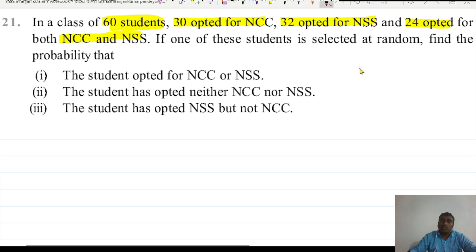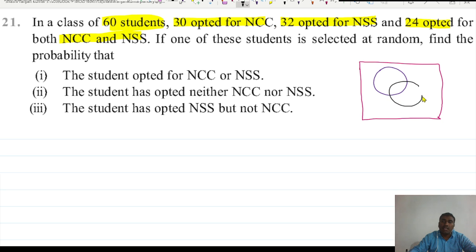See, let us suppose this is the total sample space we have made here. This is the sample space in which we have 60 students in total. Two things are there. One is for your NCC, right, and the other one is for your NSS, right? So one is NCC and one is NSS. Let us suppose this is NSS, and this is supposed to be NCC.